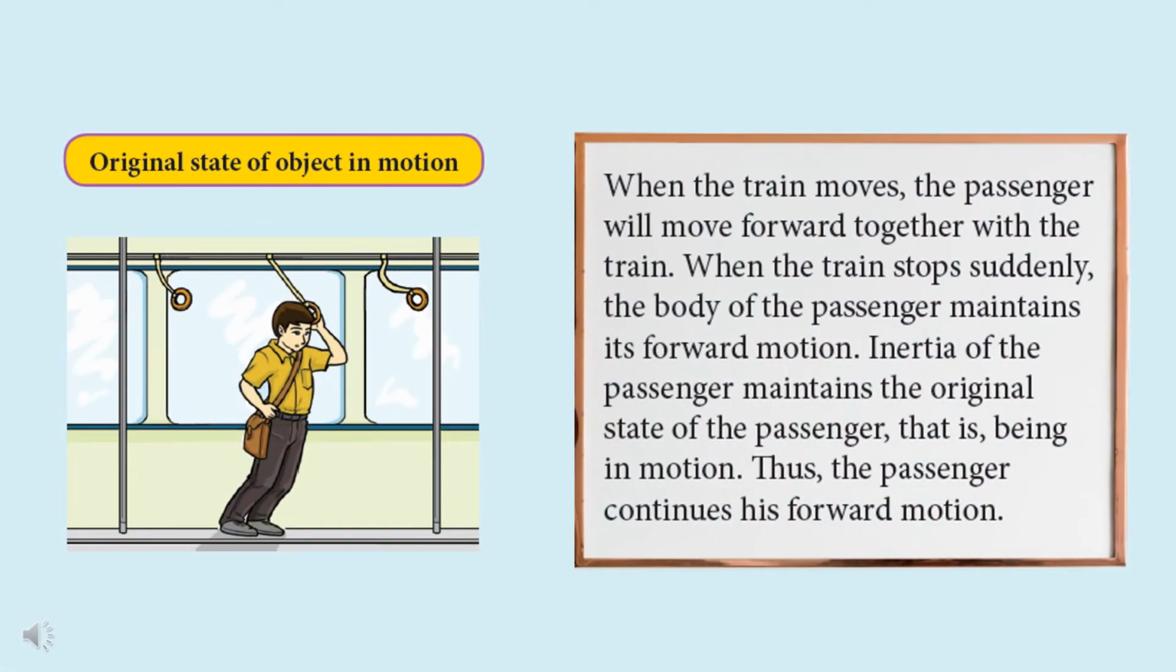When the train moves, the passenger will move forward together with the train. When the train stops suddenly, the body of the passenger maintains its forward motion. Inertia of the passenger maintains the original state of the passenger, that is, being in motion. Thus, the passenger continues his forward motion.